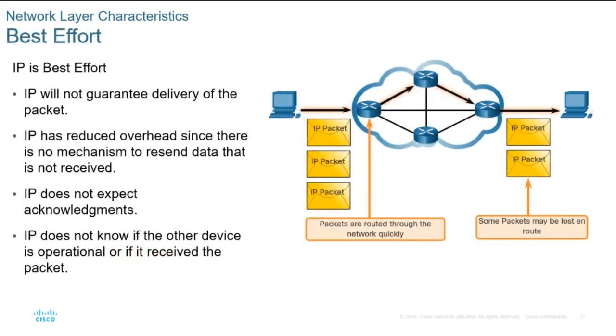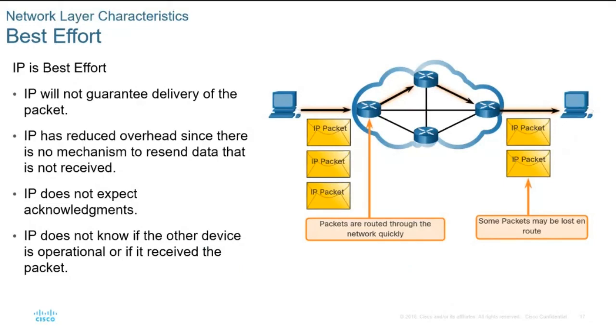So, best effort naman, IP is inherently unreliable, because packet delivery is not guaranteed. IP will not guarantee delivery of the packet. Then IP has reduced overhead since there is no mechanism to resend data that is not received. And the IP doesn't expect acknowledgements. And IP does not know if the other device is operational or if it received the packet.